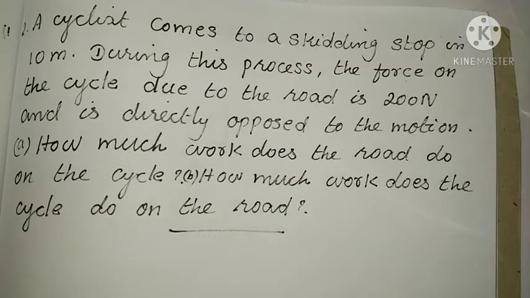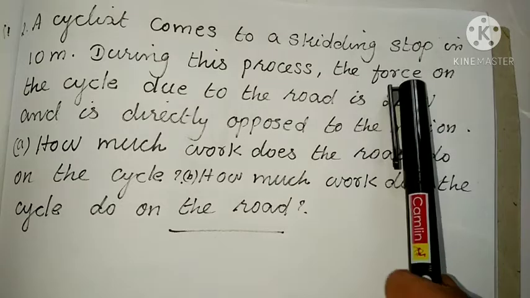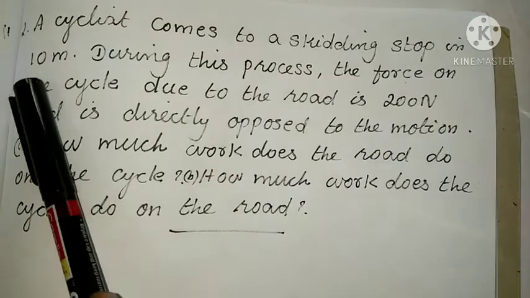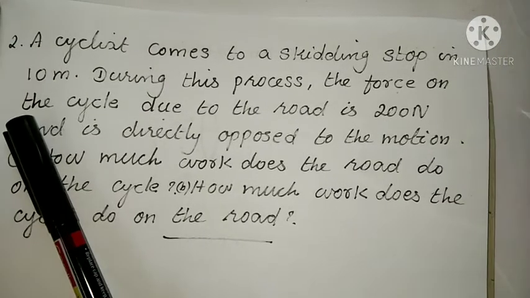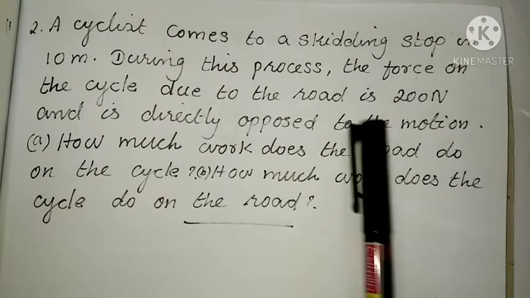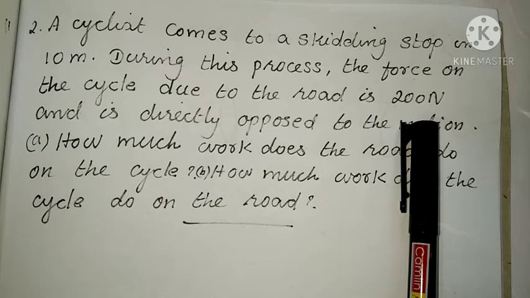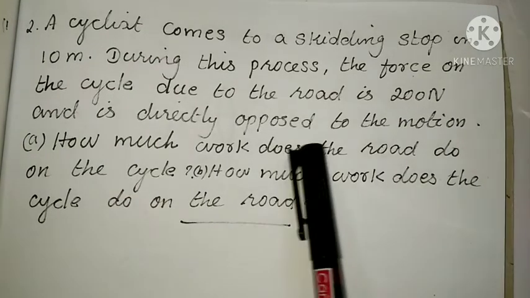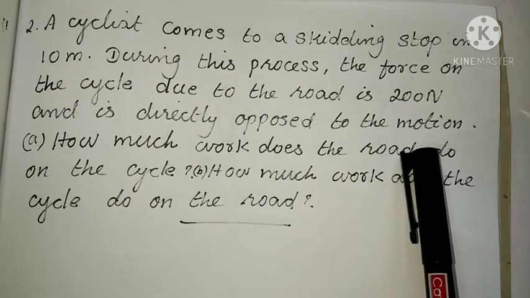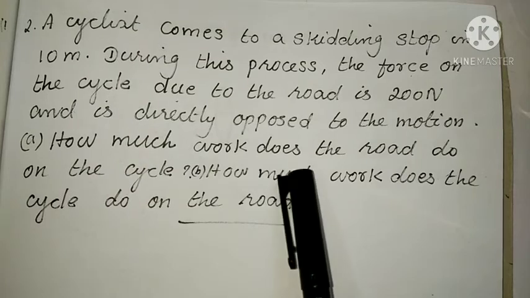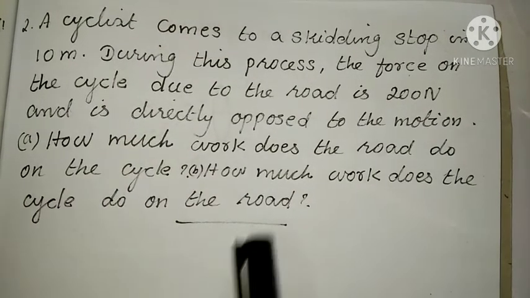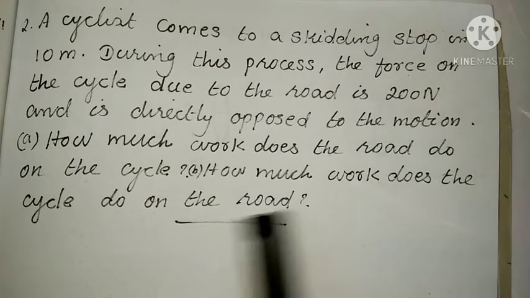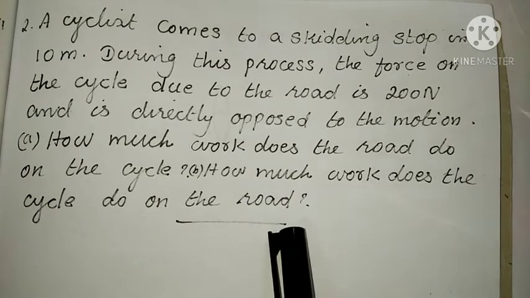Question number 2. A cyclist comes to a skidding stop in 10 meter. During this process, the force on the cycle due to the road is 200 Newton and is directly opposed to the motion. How much work does the road do on the cycle? How much work does the cycle do on the road?